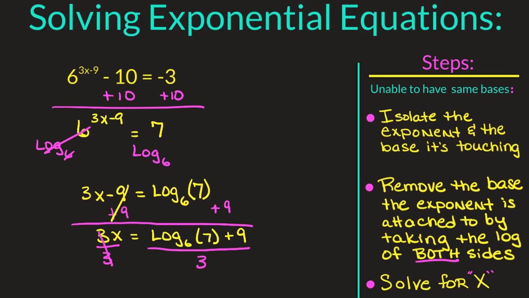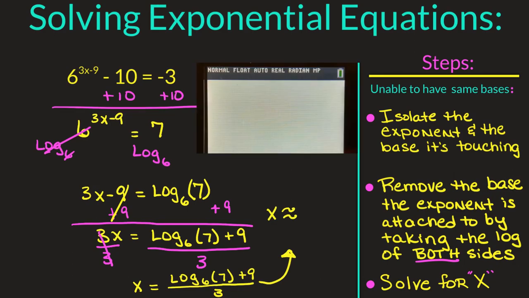And we'll finally get x equals log base 6 of 7 plus 9 on the outside all over 3. Again, we're going to need to look and see what our decimal equivalency will be. So we'll have x is approximately, let's throw it in our calculator and see what that is. I'm going to create a fraction.